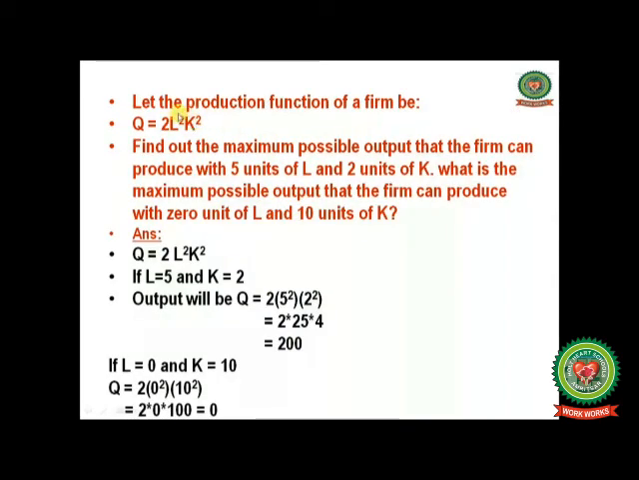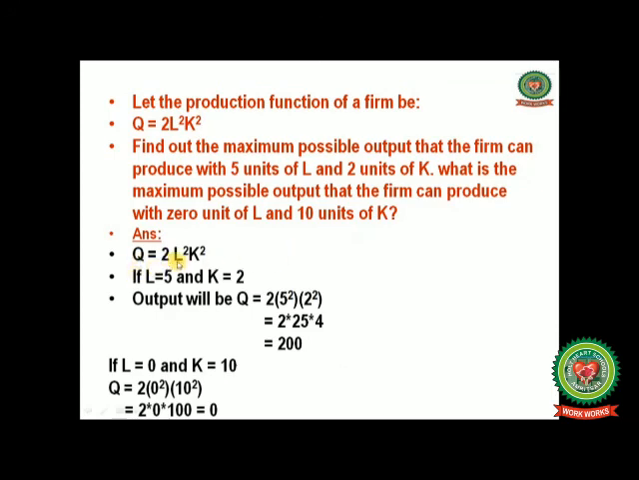Now let us discuss some numericals. Let the production function of a firm be given as Q = 2L²K², where L is the units of labor and K is the units of machines. We have to find the maximum possible output that the firm can produce with 5 units of labor and 2 units of capital. What is the maximum possible output that the firm can produce with 0 units of labor and 10 units of capital?